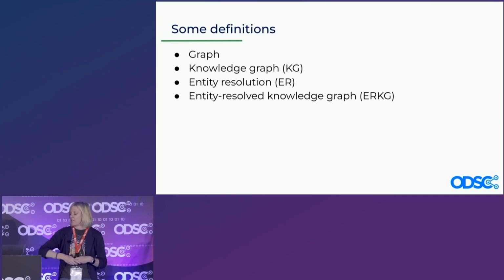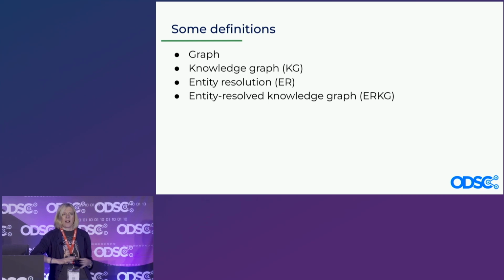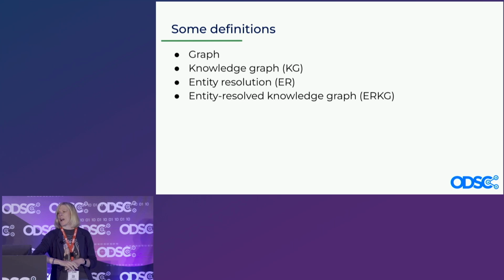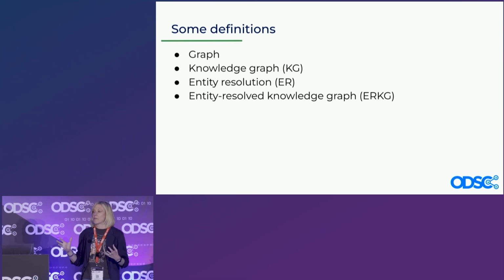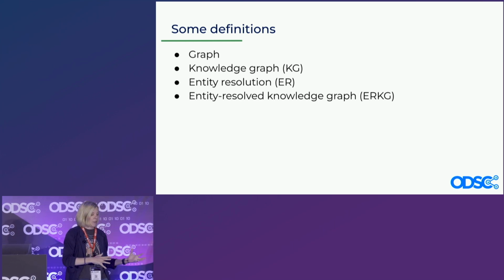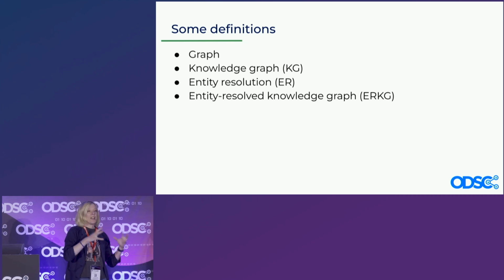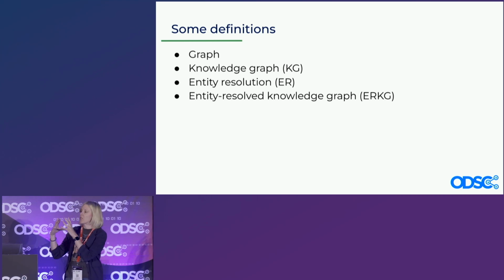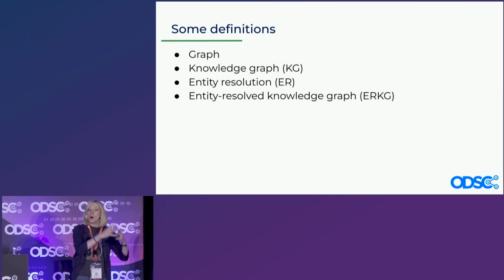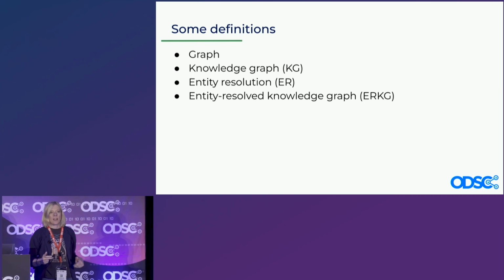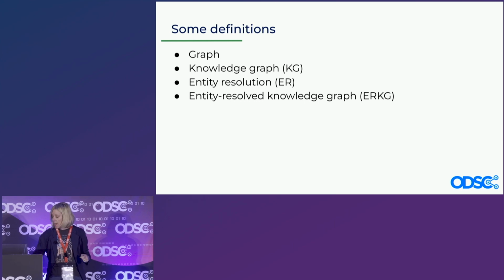There's a famous graph database company out there that said that all graphs are knowledge graphs. Whether you agree or disagree with that statement, the idea here is that we are converting concepts into a graph. Entity resolution is how do we know that those concepts or nodes are unique within the graph or within our data. And then an entity resolved knowledge graph would be a graph whereby we know that each of those nodes are unique. And we're going to see each of those play out today.